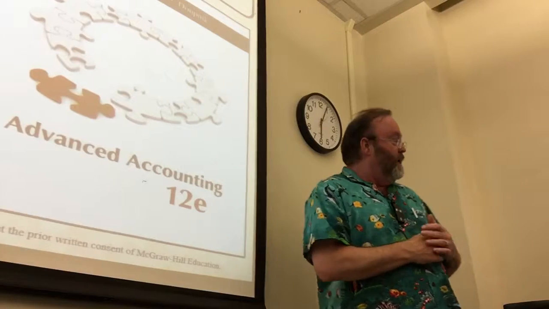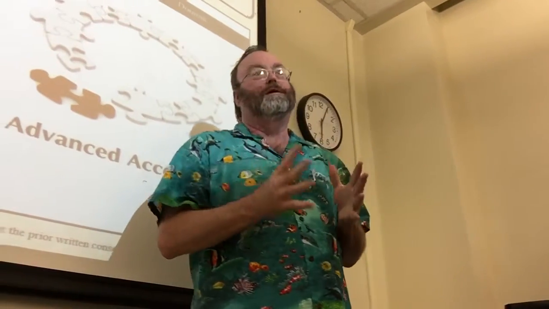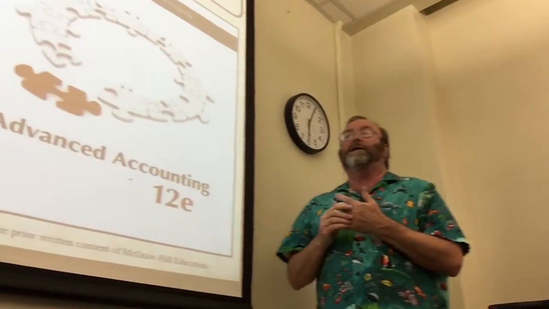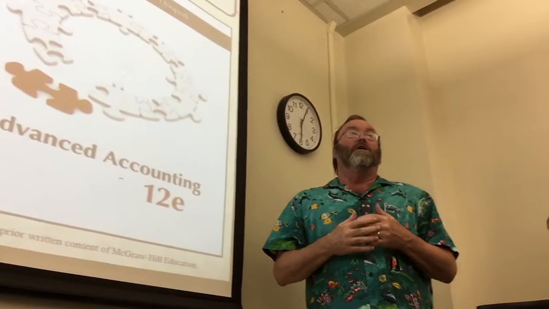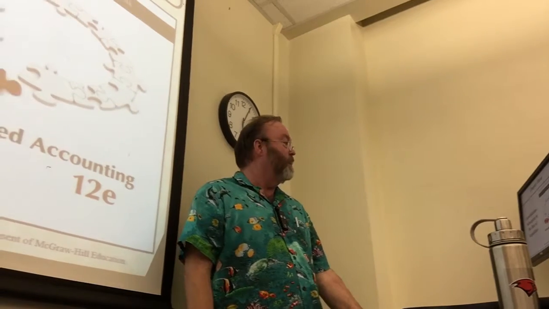All right, Chapter 3, Consolidations. What happens after we acquire a company? How do we operate it? And what changes, and what additional entries are necessary for accounting for the operation of a subsidiary, whether it's wholly owned or partially owned, as far as consolidations go.